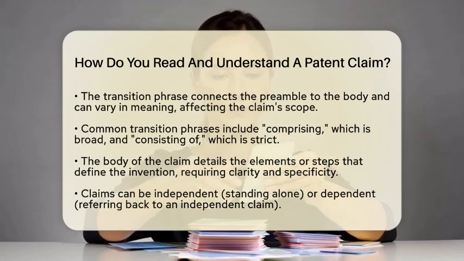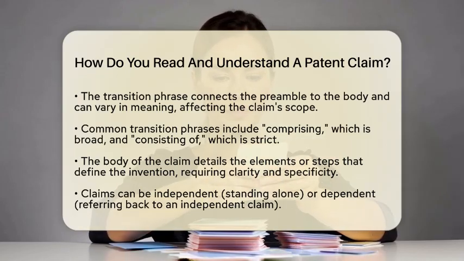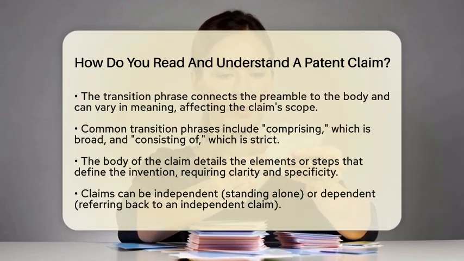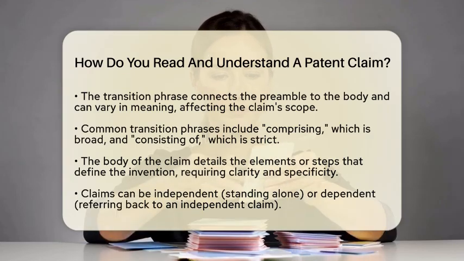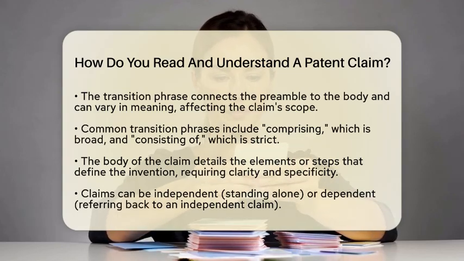When reading a patent claim, start by identifying the type of claim. Claims can be independent or dependent. Independent claims stand alone and define the invention broadly. Dependent claims refer back to an independent claim and add more features.